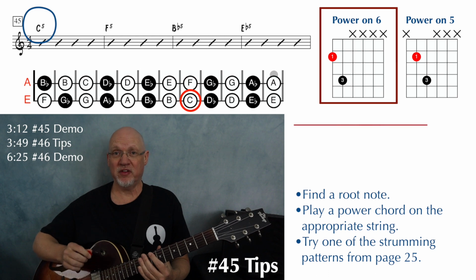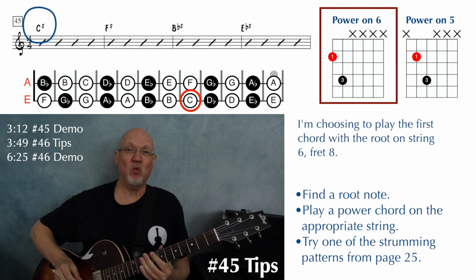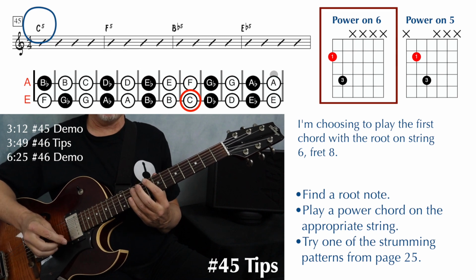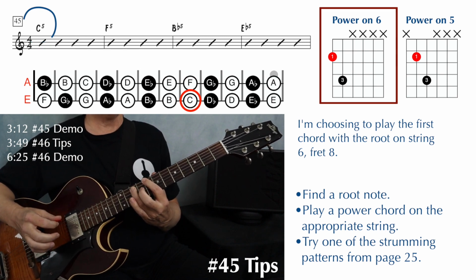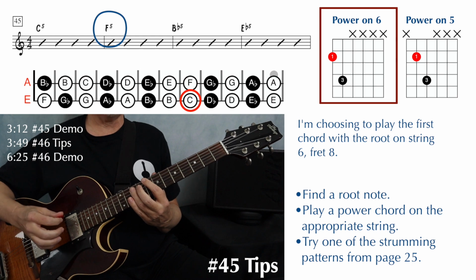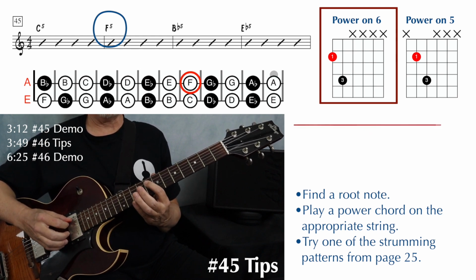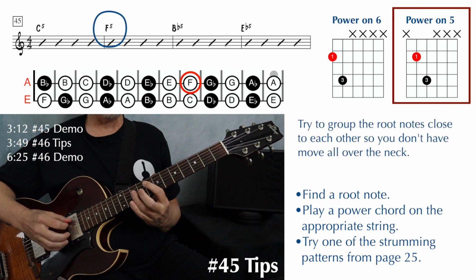I'm going to start with the root on the 6th string, and in just a minute I'll explain why. So you find your C on the 6th string, that's at the 8th fret, play your power chord. We want to find a nearby F for our F5, and we have a very close F on the 5th string at the 8th fret as well. And we play our power chord from there.